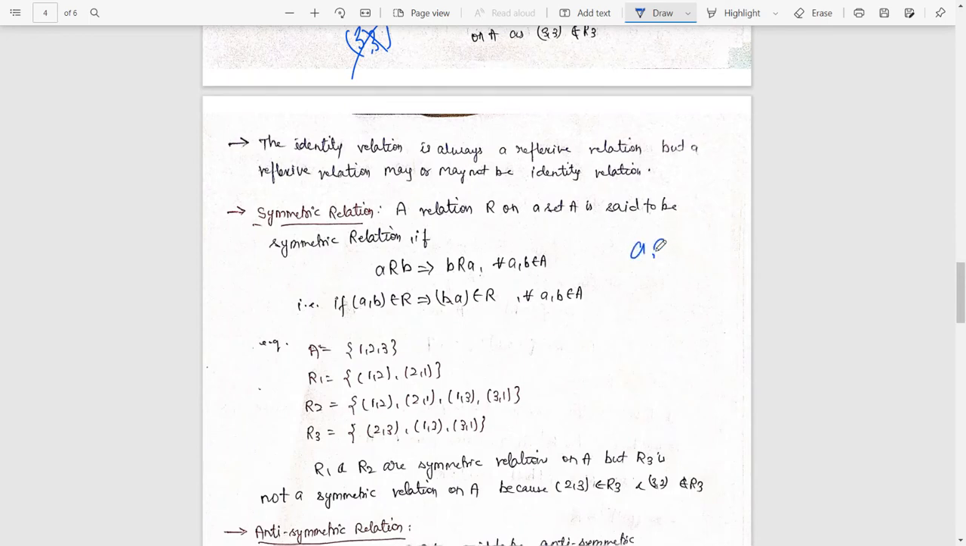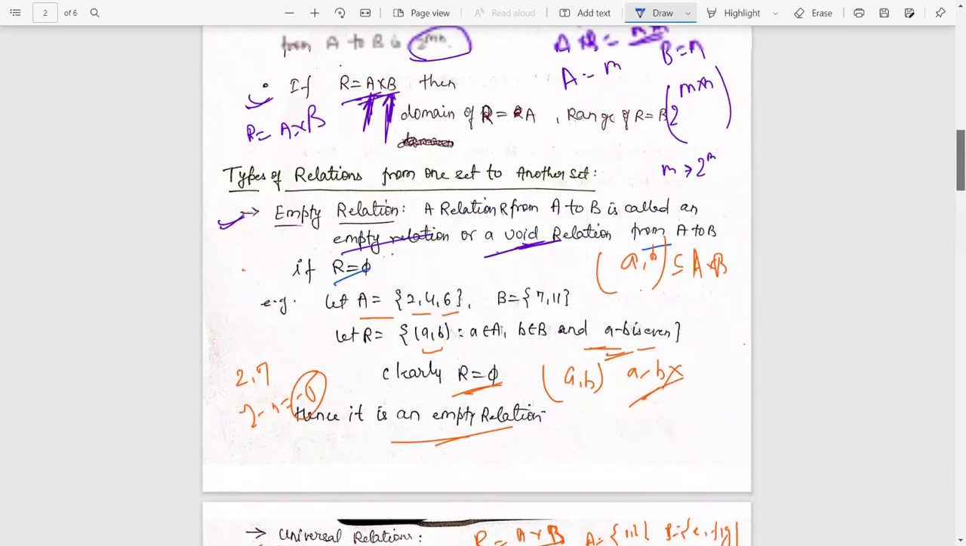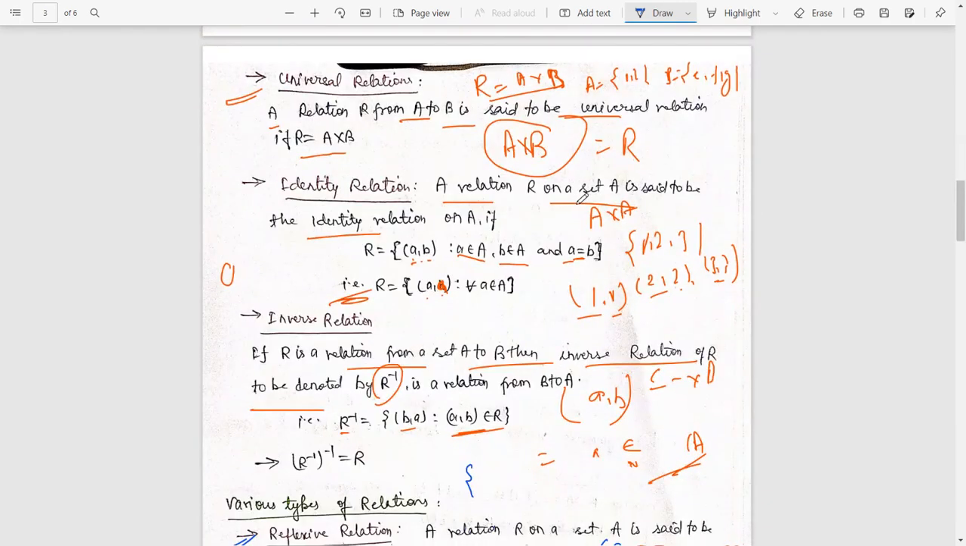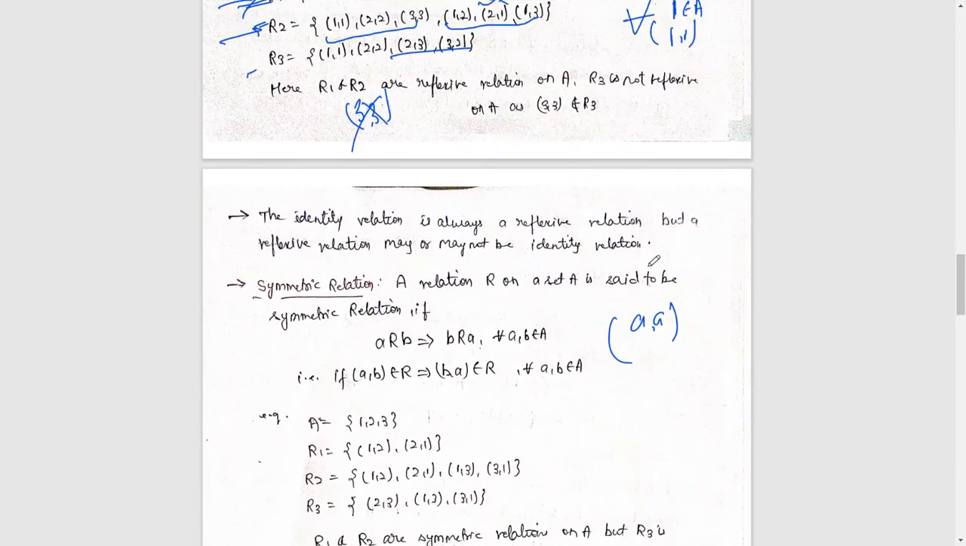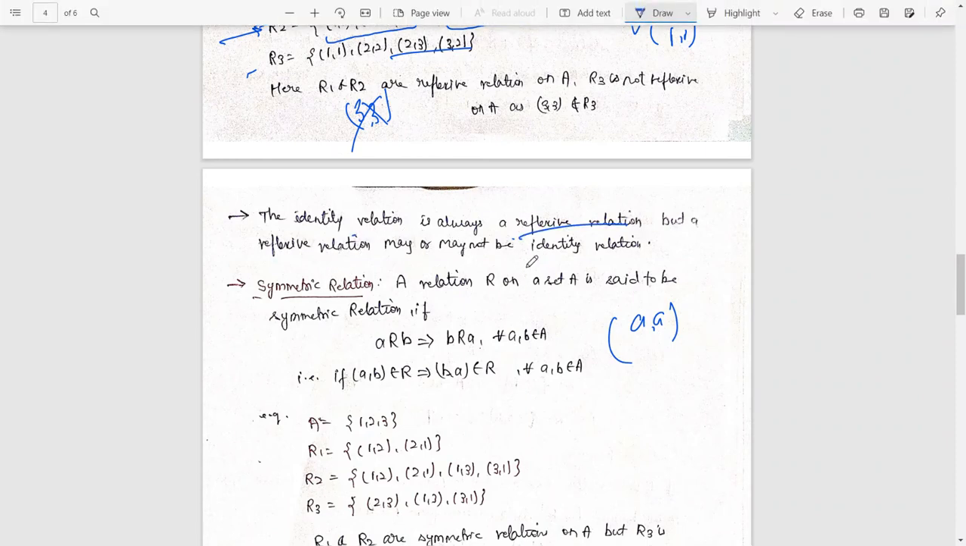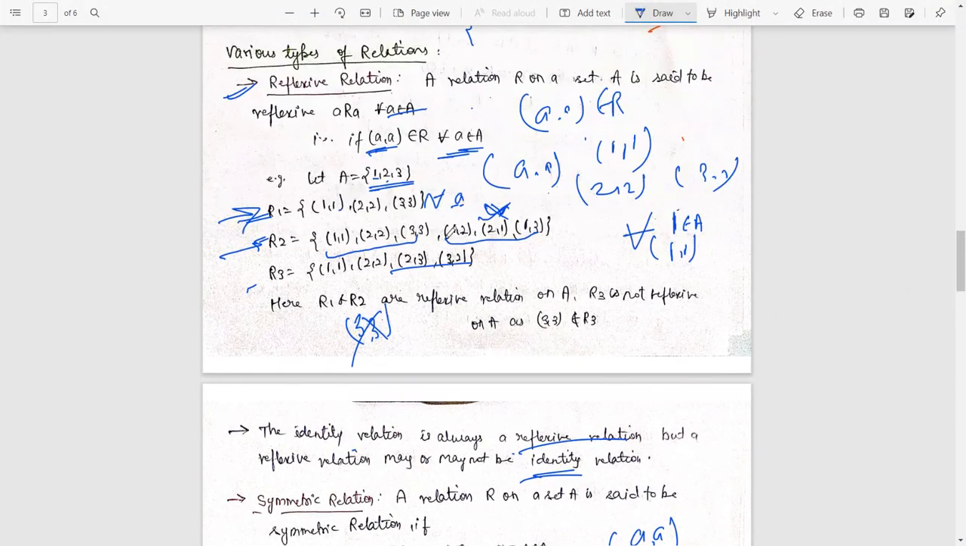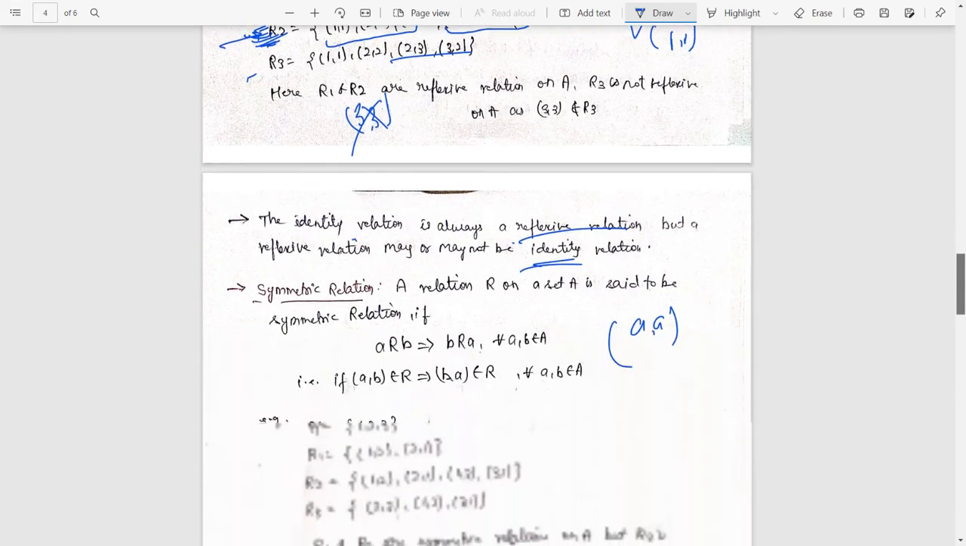The identity relation is always a reflexive relation. Identity relation means (a, a), where both the elements are equal. So identity relations are reflexive relations, but a reflexive relation may not be an identity relation. Why? You can see that this R2 is a reflexive relation, but it's not an identity relation, because (1, 2) is there. In an identity relation every pair should have equal elements. So this is identity and reflexive, but that one is not identity, though it is reflexive.